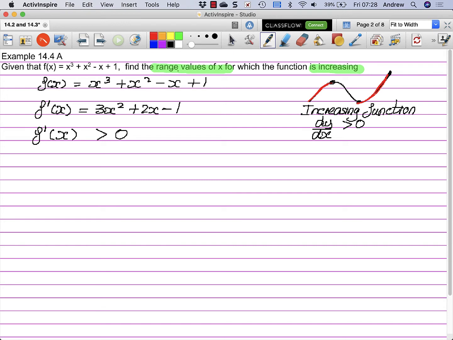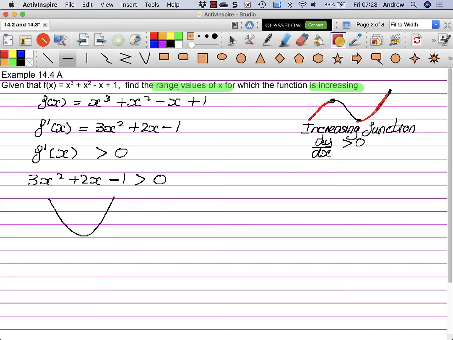Write that down here as well. And we know that f dashed is 3x squared plus 2x minus 1. So we fill it in, and now we have to solve this. We know this is a quadratic inequality. It's a positive quadratic. If it wasn't a positive quadratic, we would change all the signs.